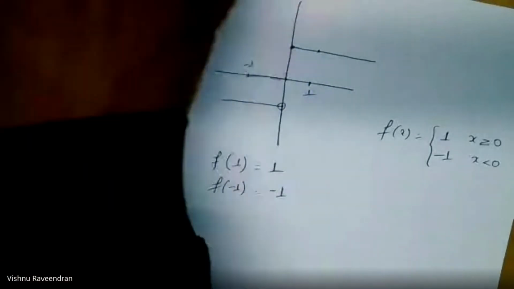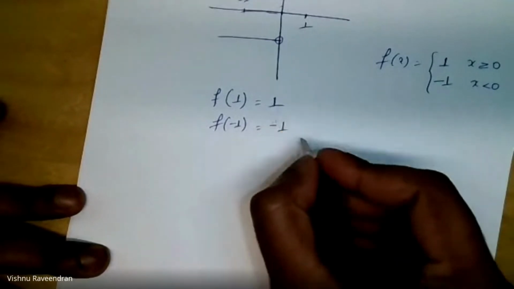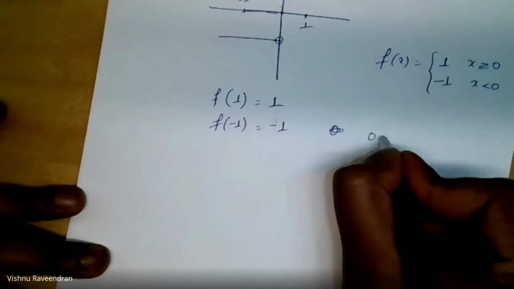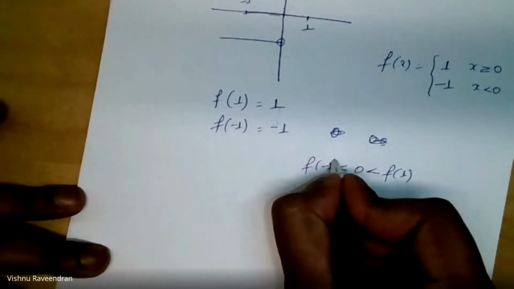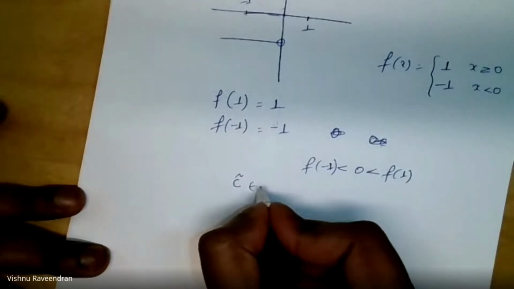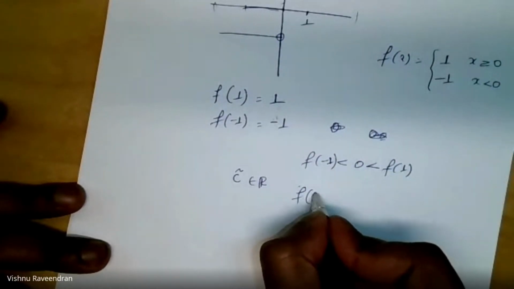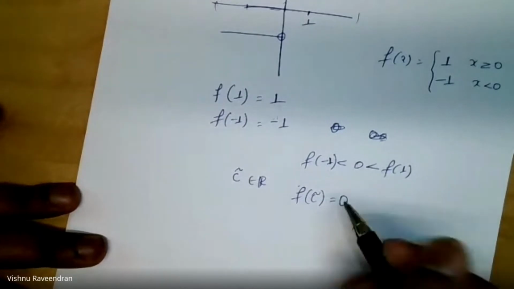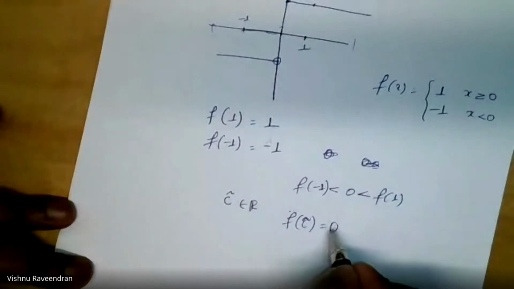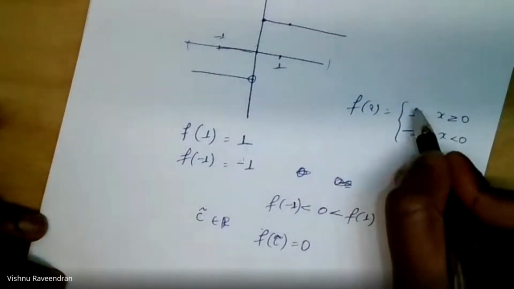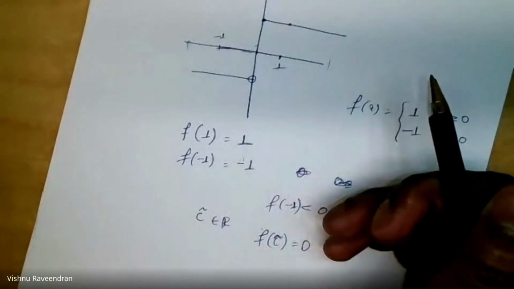So if the intermediate value theorem is satisfied, then if you choose a number between them, for example, 0 is between f of 1 and f of -1, right? So there should exist a C tilde in R, or in some interval here, such that f of C tilde is equal to 0. But in this function, you cannot find a C tilde satisfying f of C tilde equal to 0, because all the values of the function are 1 and -1. So continuity plays an important role here for the intermediate value theorem.